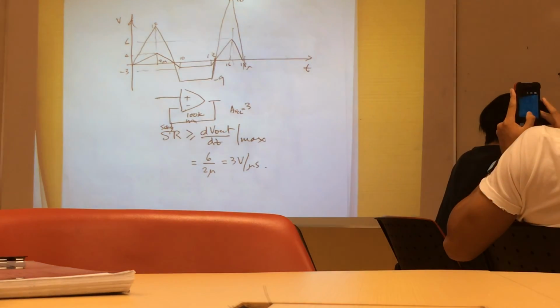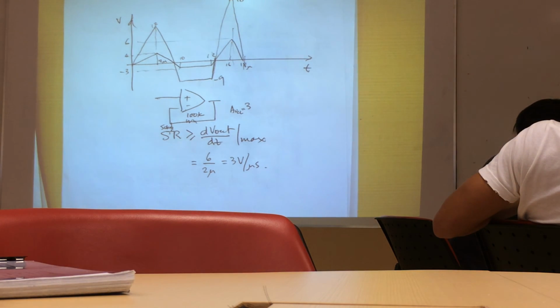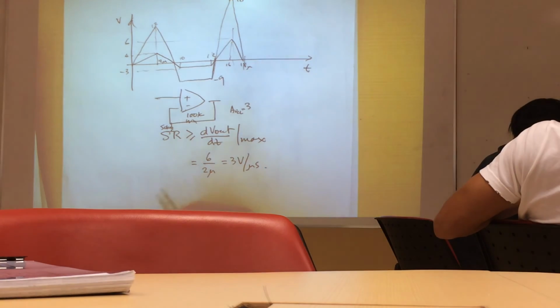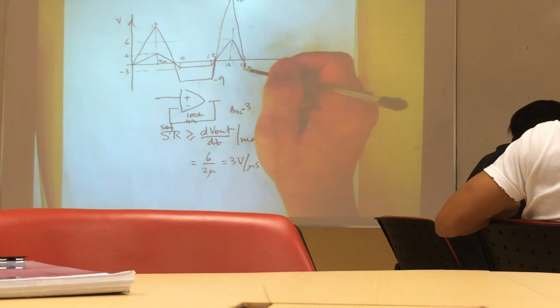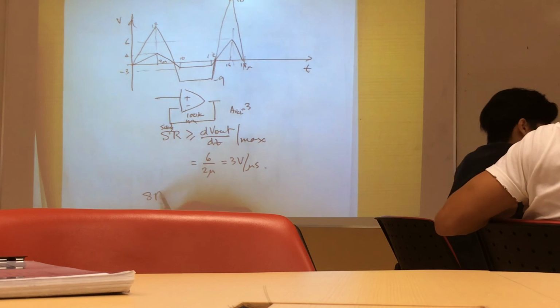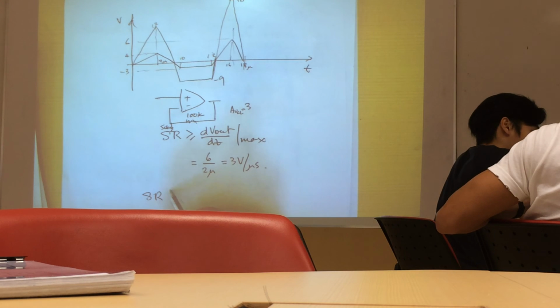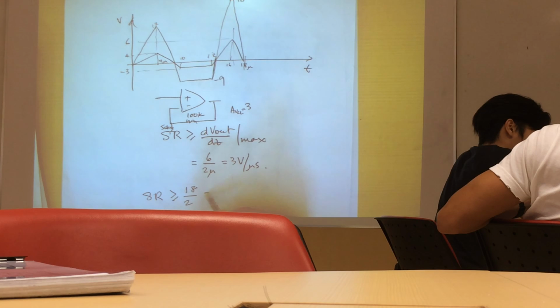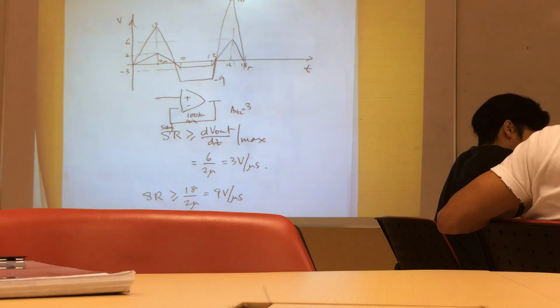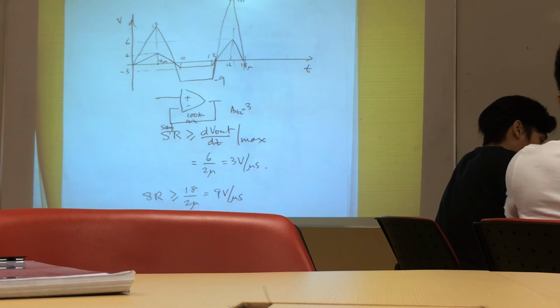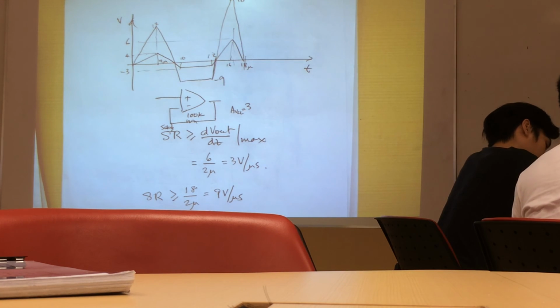So, in order for this signal to go through undistorted, what is the maximum rate of change? Same portion. It will be the same portion. Therefore, the slew rate that is required for this op-amp must be greater or equal to 18 divided by 2 micro, which is 9 volt per microsecond. Right? So for the second part, the required slew rate must be at least 9 volt per microsecond. Okay?